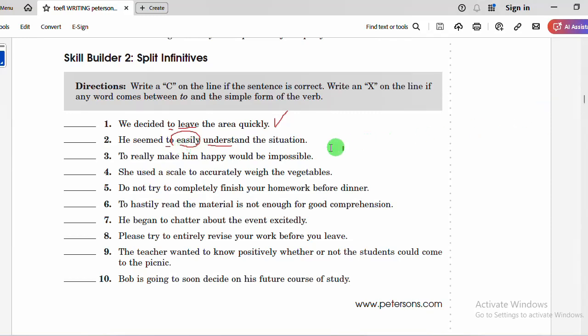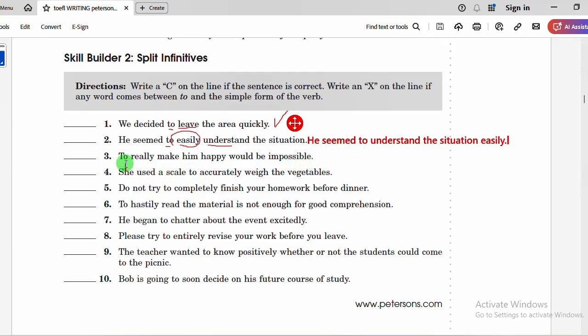We can say, okay, we can say he seemed to, the word to must be followed by its infinitive, understand the situation easily. Here the sentence was fixed, or the split infinitive is fixed here in this sentence.